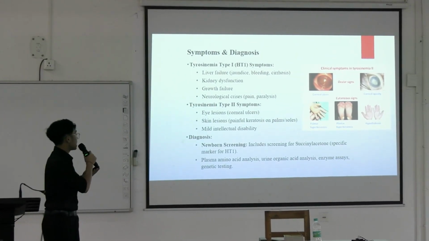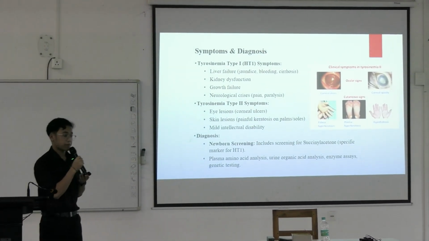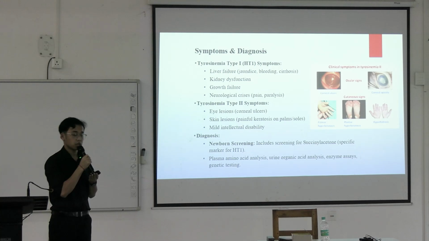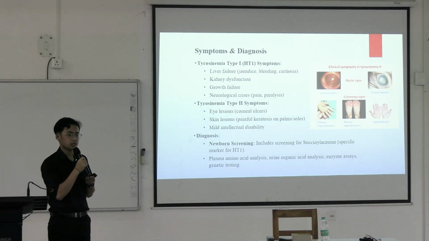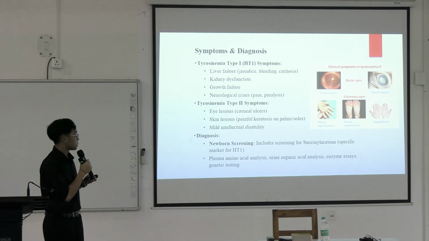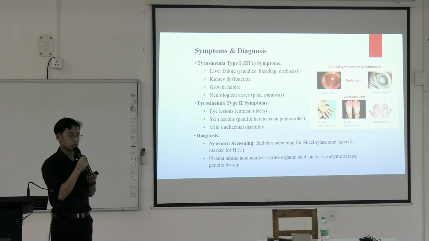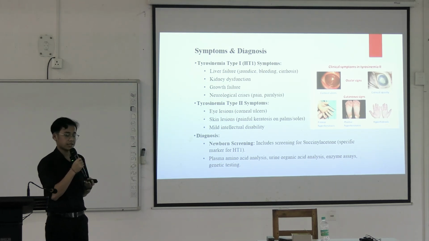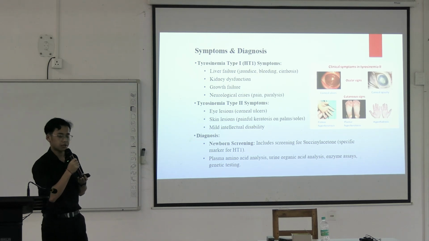Lastly, we have the symptoms and diagnosis. In tyrosinemia type 1, the symptoms include kidney problems and liver problems, while in acute cases, the infant even shows diarrhea, vomiting, a cabbage-like odor, and even rickets. In tyrosinemia type 2, the symptoms include corneal ulcers, eye lesions, and even cataract, along with mild intellectual disability.